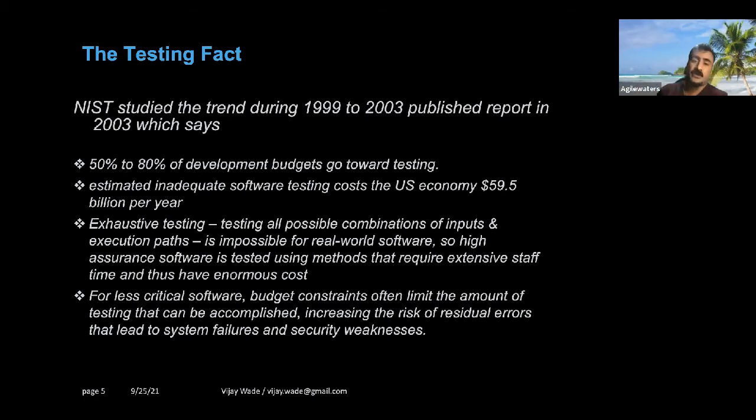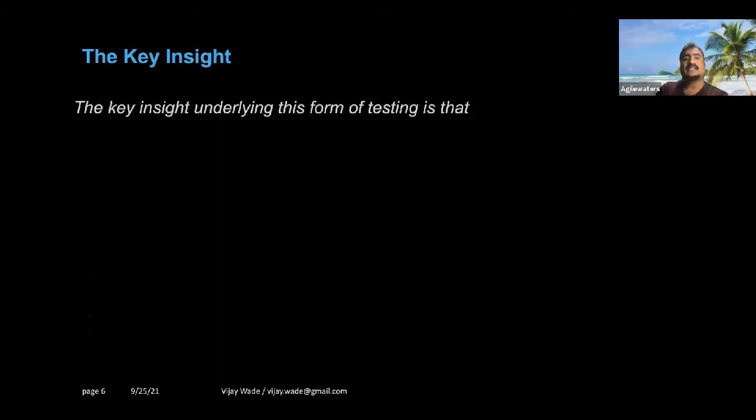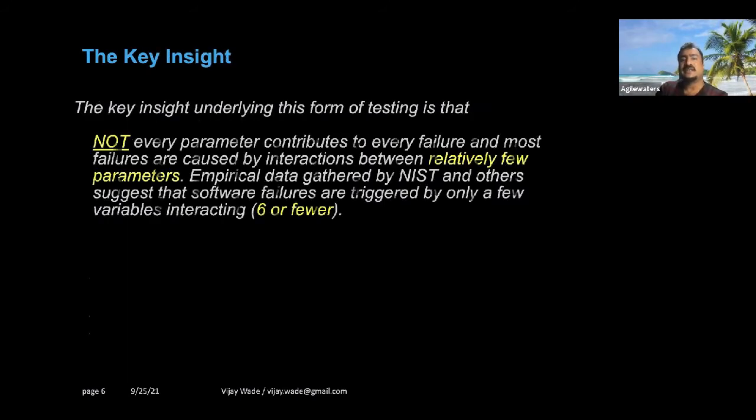And that's how agility came into the picture. Agility says that testing is really, really important. Cost and quality are an angle. So how do we bring that into being? Yeah, so let's go into it. Key insight: not every parameter contributes to every failure. So for an example, I'm sorry.